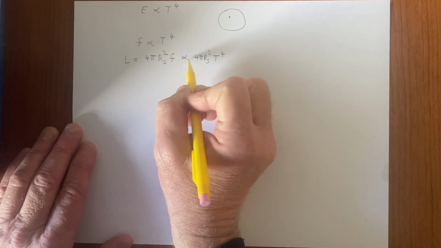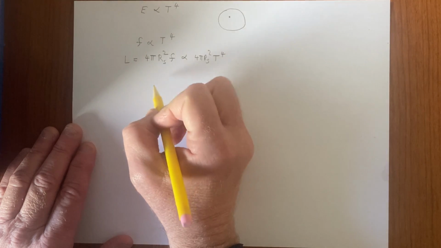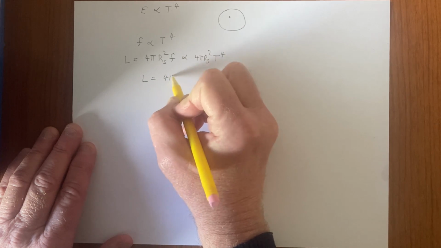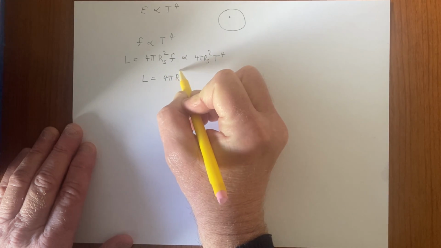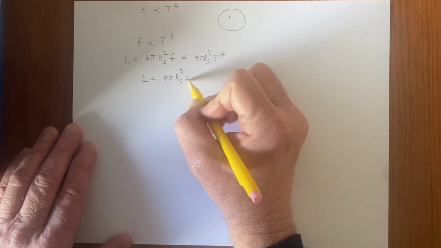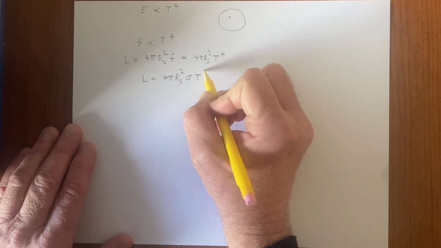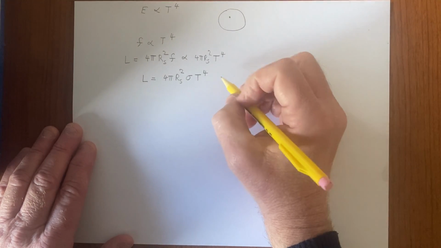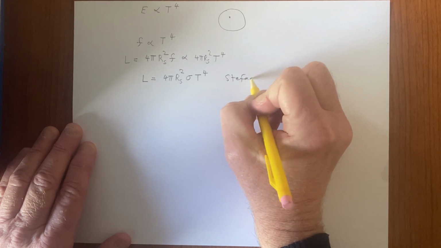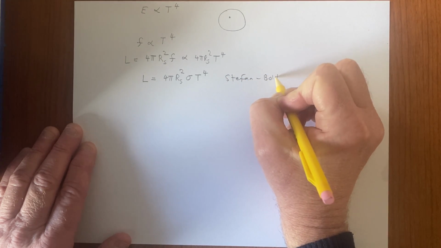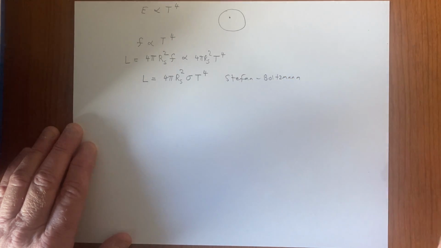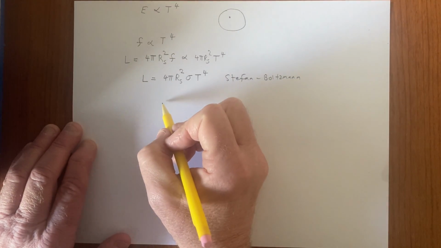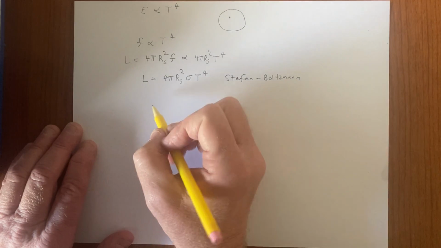And the only thing that's really missing to make this an equal sign is the right constant. So the luminosity of the star is actually 4 pi times the radius squared, the surface area of the star, times some constant, usually denoted sigma, times T to the fourth. And this is the Stefan-Boltzmann relationship.